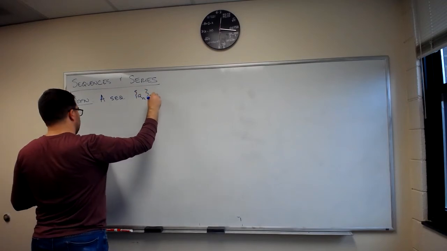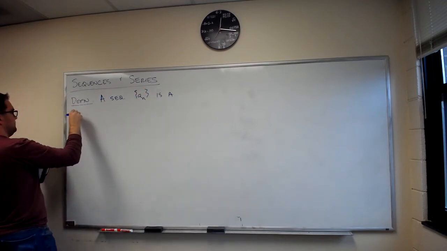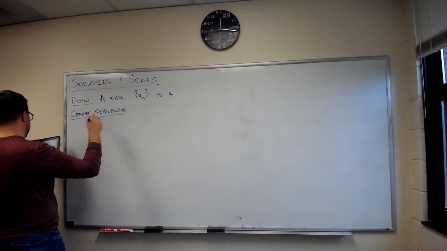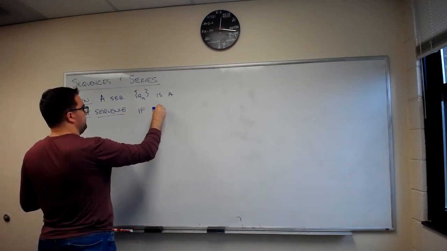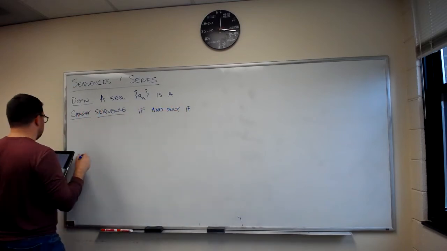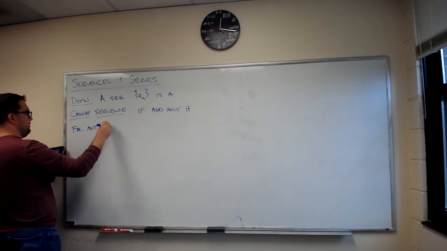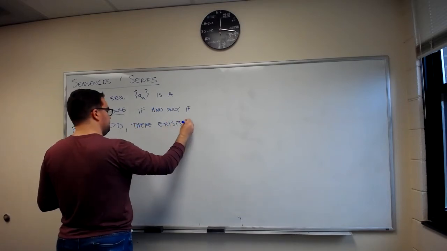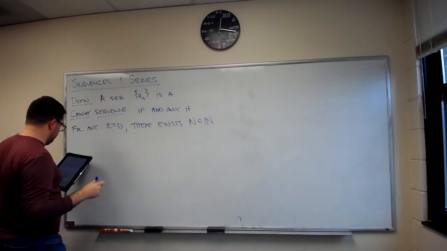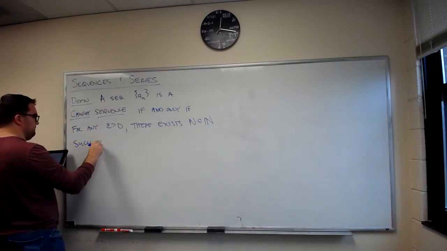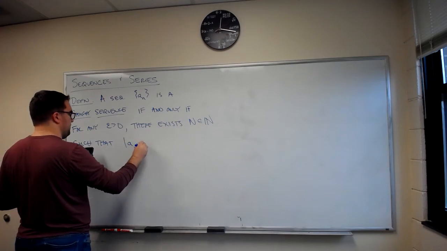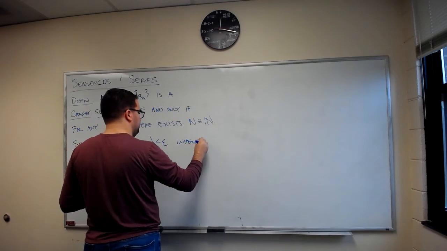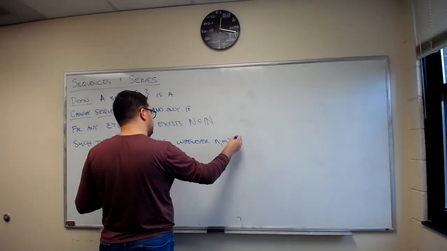A_N is a Cauchy sequence if and only if for any epsilon greater than 0, there exists a natural number, capital N, such that A_n minus A_m is less than epsilon whenever n and m are greater than capital N.